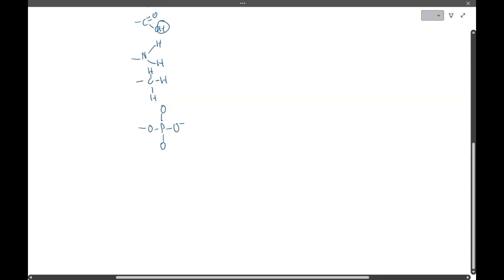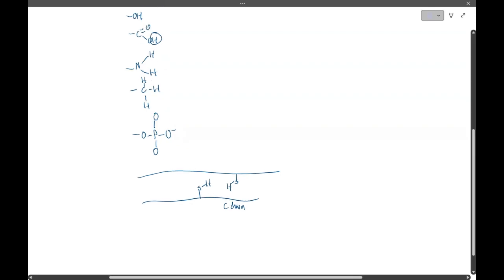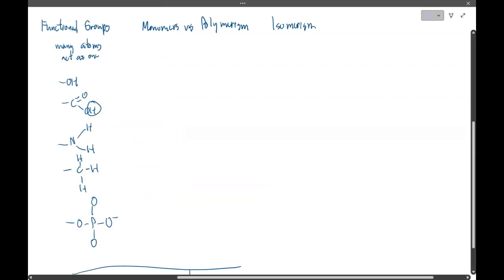Now, the sulfhydryl group you're not really going to see as much, but where you're going to find it is on large carbon chains. So let's say we have a carbon chain, and you'd find sulfhydryl groups connected to these. This results in the sulfhydryls sort of locking onto each other, and this produces very durable materials such as rubber. Now let's move on.